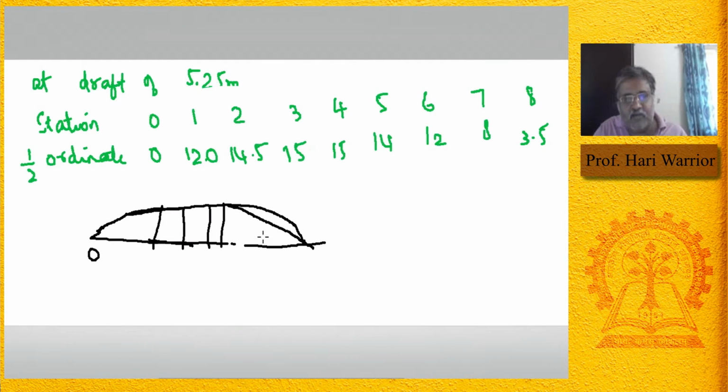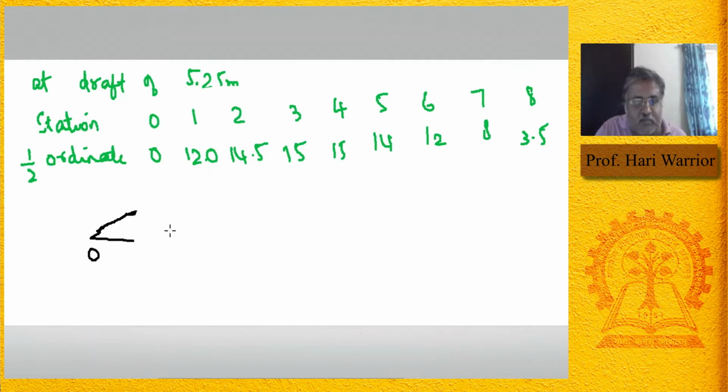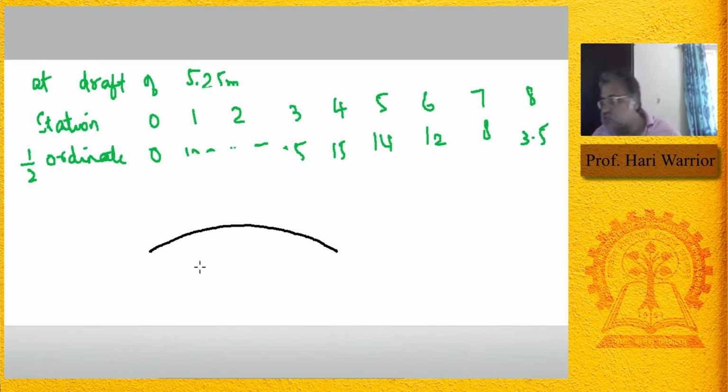The figure is a mess. I find it difficult to draw in this, but you get the picture, I hope. It increases and decreases. As you can see here, it basically goes up 12, 14, and then it comes down 8, 3.5. So it's basically a half ordinate which goes and comes like this. So this is the shape of the ship. So you are told the values. You take the values down. I removed the values. I'll put it again.